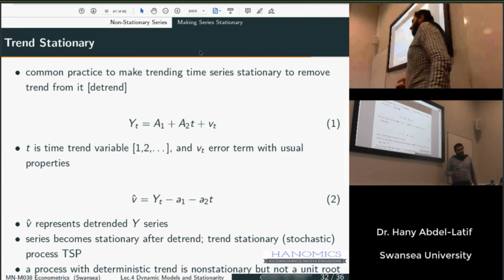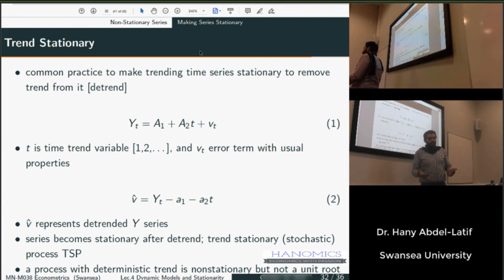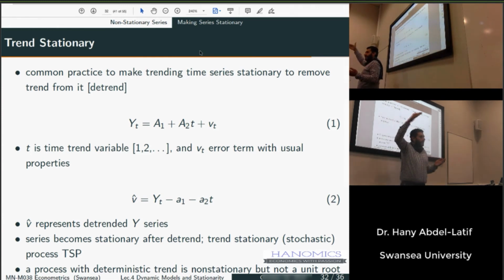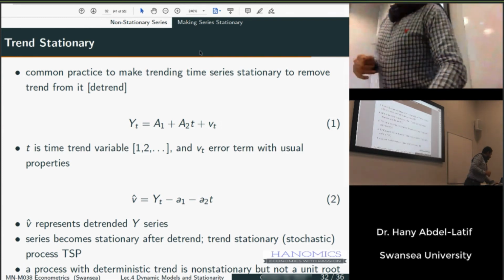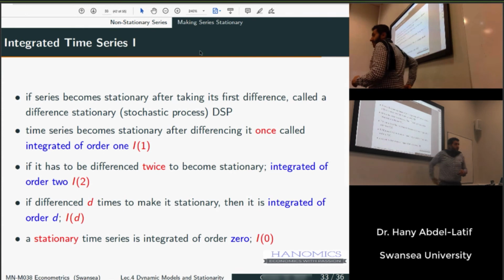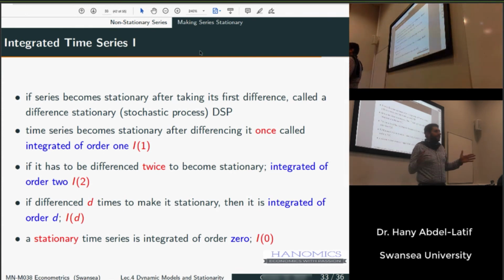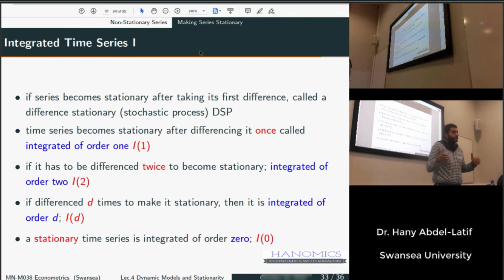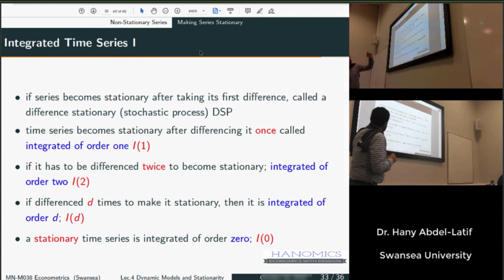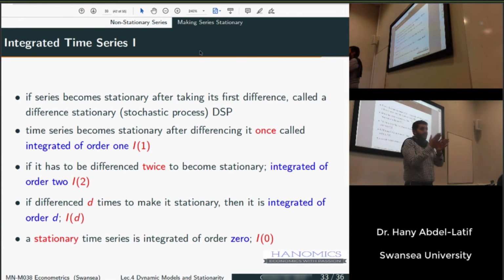How about if your data is not trend stationary? What if it is not going up and down around a trend? In that case, you could difference the data. Take the first difference or the second difference, depending on how many times you go back. You take the first difference and do the test again, or plot the data and do the test again. If that changed the data to be stationary, that means your data is integrated of order 1.